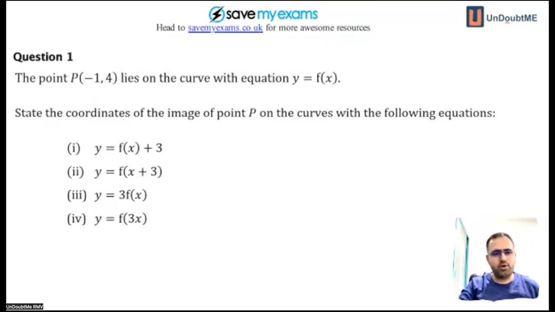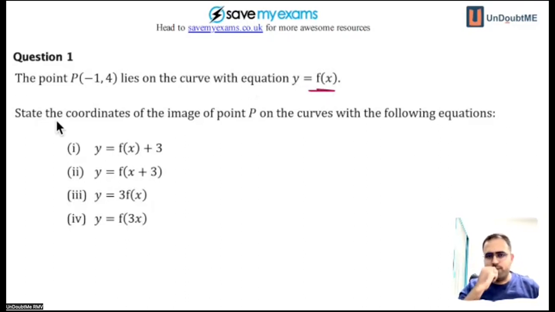Okay, so let us have a look at the first question. Point (-1, 4) lies on the curve with equation y = f(x). State the coordinates of the image of the point on the curve with the following equation. Now this question needs lots of visualization because you will not be able to draw the curve. f(x) is not given, but at least we have a point.